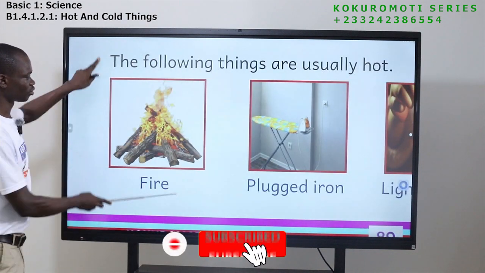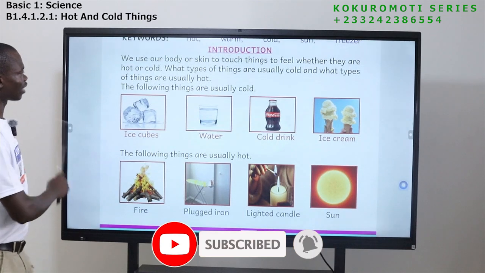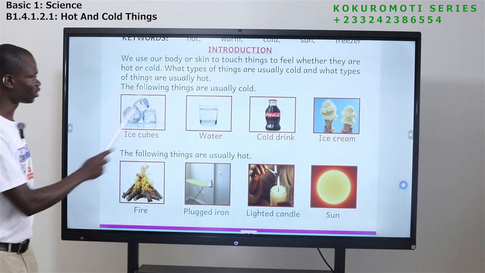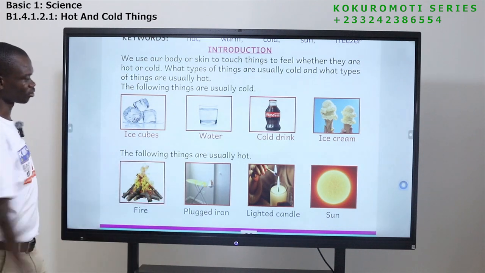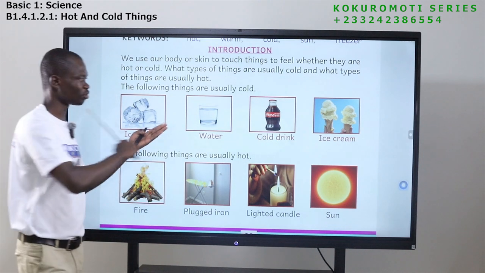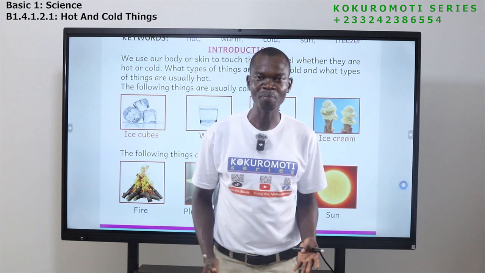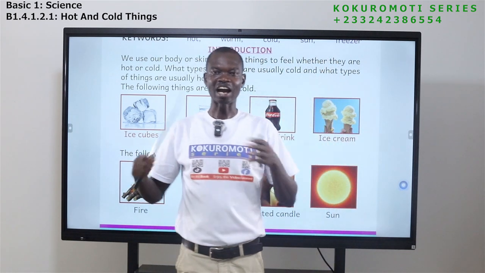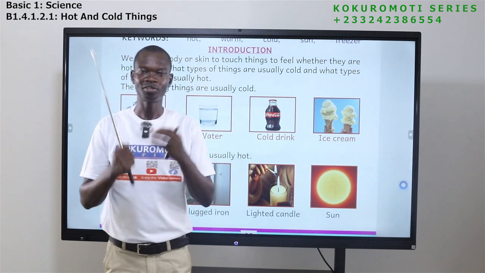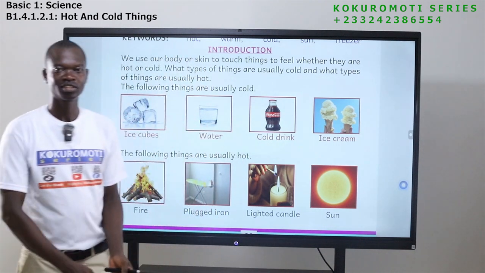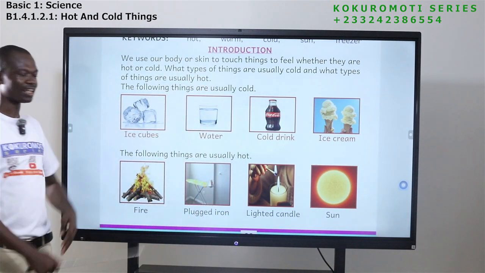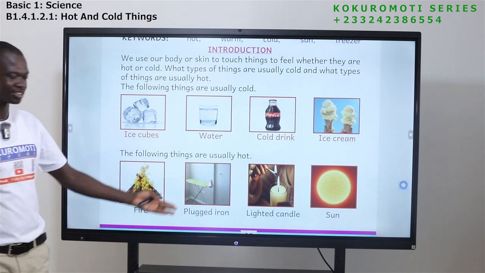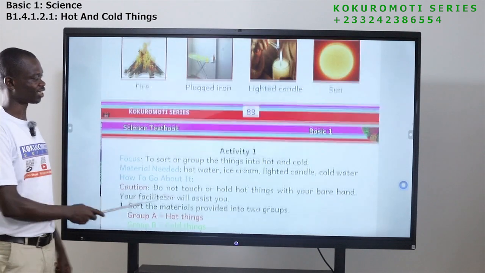So we have looked at what? Things that are usually cold and things that are usually what? Hot. So 1, 2, 3, 4. Things that are usually cold, apart from these ones, which other ones do you know in the house? What are some of the things that are usually cold? And what are some of the things in the house that are usually hot? Apart from these things, you know them, so you can mention.